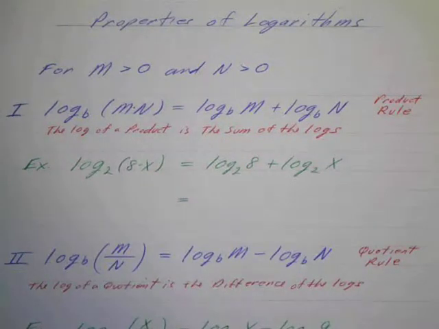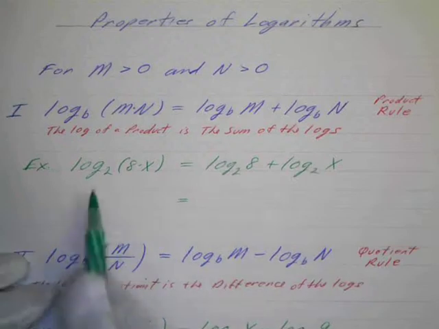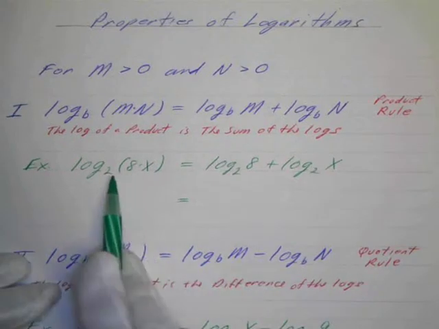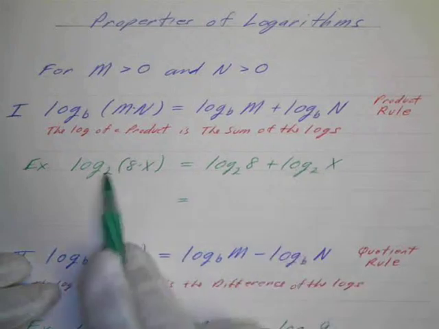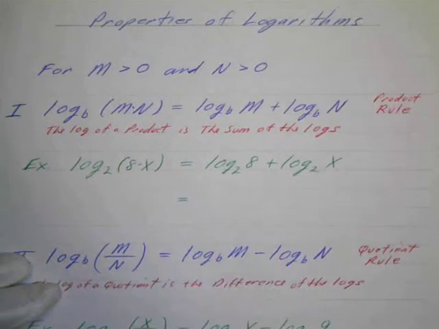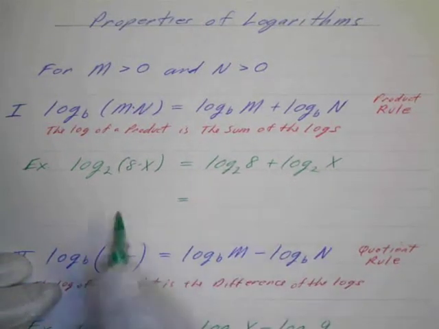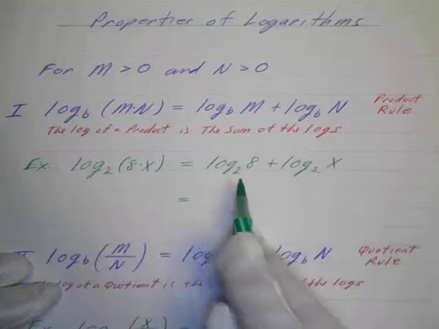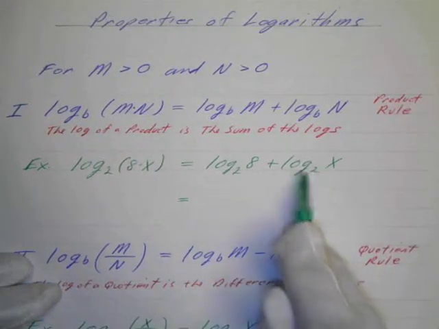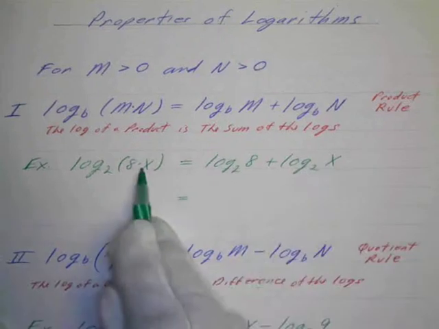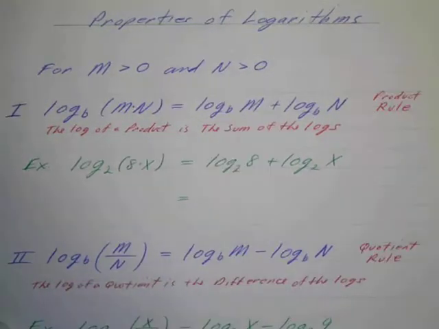So the log of a product is the sum of the logs. Here's an example. The log of this product, 8 times x, is the sum of the logs, the log of 8 plus the log of x, both to the base 2, that is. So the log to the base 2 of 8 times x is the same thing as the log to the base 2 of 8 plus the log to the base 2 of x. So the log of a product is the sum of the logs. And again, that comes from the fact that logarithms are exponents.